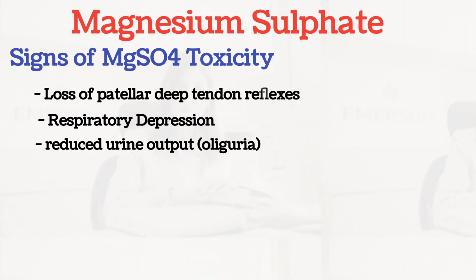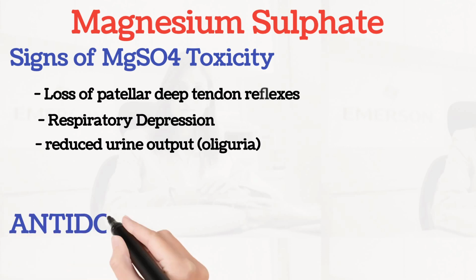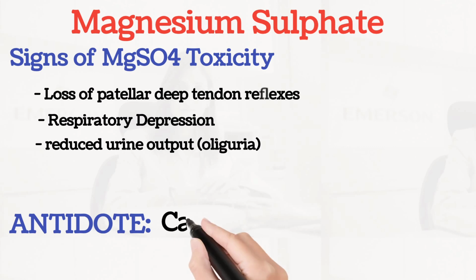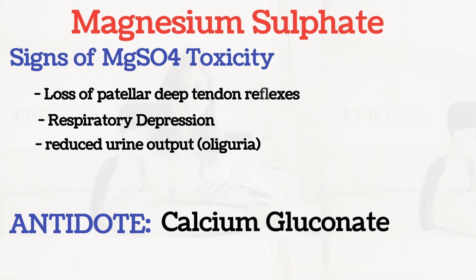Then the other thing is reduced urine output. So there is oliguria. So after inserting the catheter to monitor urine output, you have to make sure that there is more than 30 mils per hour. That's the normal. If there's less than that, then there's oliguria, which is a sign of magnesium sulfate toxicity. Then the antidote, if you find the toxicity signs, is calcium gluconate, and you have to administer 1 gram of 10% calcium gluconate IV slowly over 5 to 10 minutes.